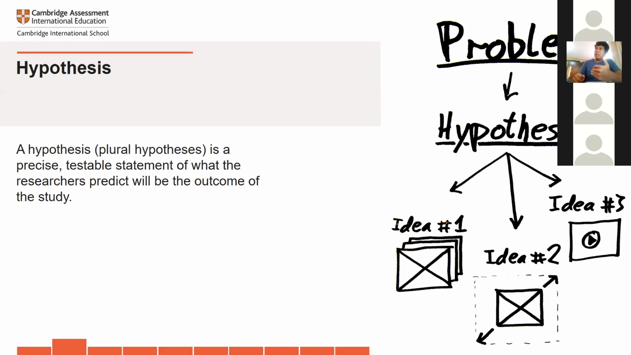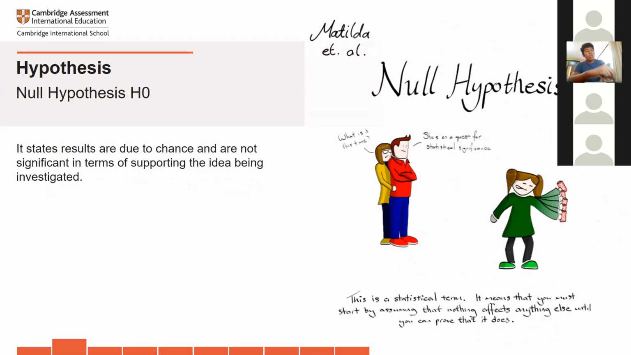And here we have null or alternative hypothesis. The null hypothesis establishes that our variables have no connections to one another, okay? And the results are due to chance and are not significant in terms of supporting the idea being investigated, okay? The null hypothesis means that if we think that the growth of the plant is because of what we add to the soil, the null hypothesis is going to say, no, that has nothing to do with it.